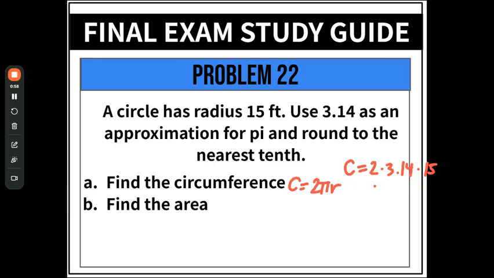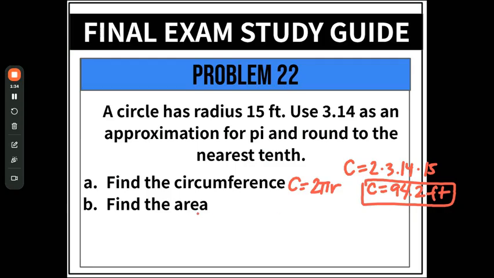And when we multiply that out, we get the circumference is 2 times 3.14 times 15. We get 94.2. And it's asking us to round to the nearest tenth, so we're just going to leave it like that. And our units is feet. Awesome. And again, circumference is going to be the distance around the circle.